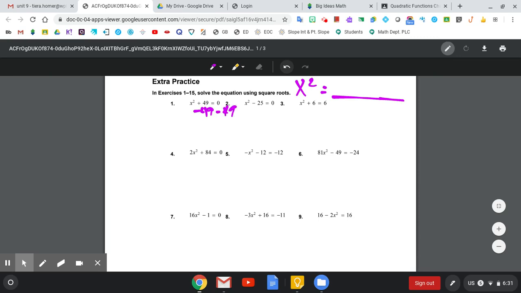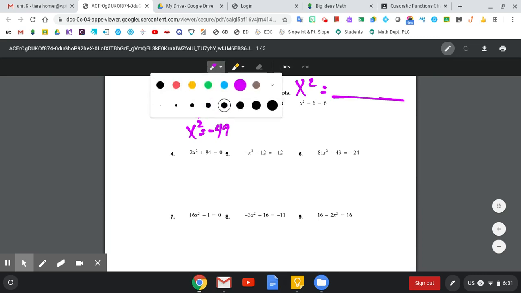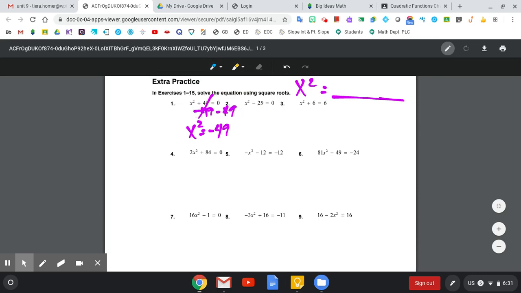What we do to one side, we do to the other. So I'm going to subtract my 49 over here, which leaves me with x squared equals, and then 0 minus 49 is just negative 49. Then my next step, since my x squared is by itself, would be to get rid of that squared. So I would want to take the square root of both sides.